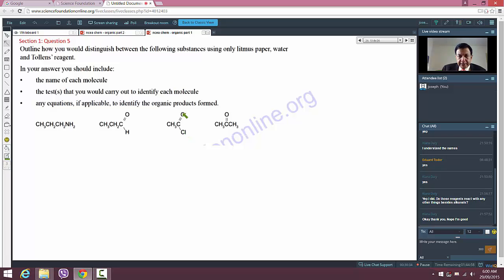Next, take moist red litmus paper. The only one that turns it blue is the propanamine. This one here, propan-1-amine, is how we should actually name it systematically. Meth, eth, prop, the amino group at the end. So propan-1-amine, also called 1-aminopropane. So you distinguish that.